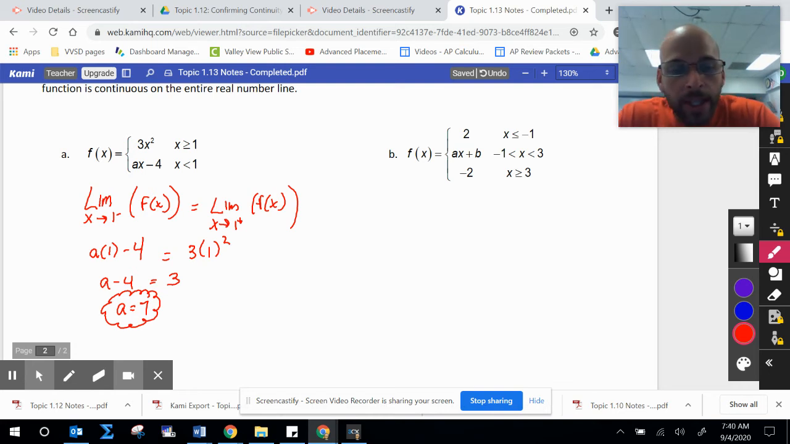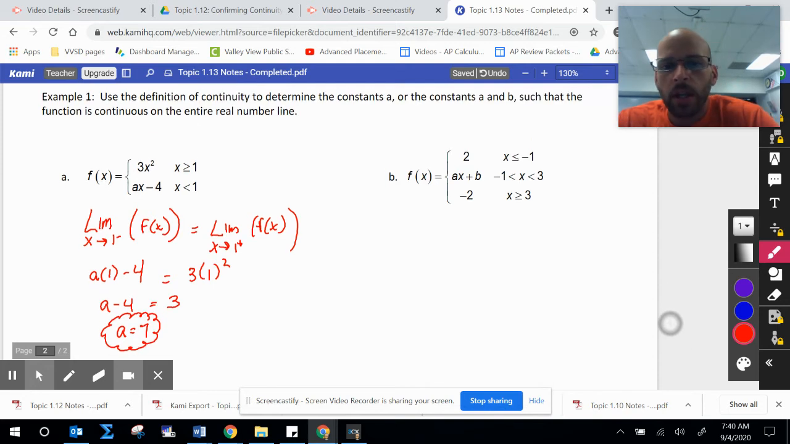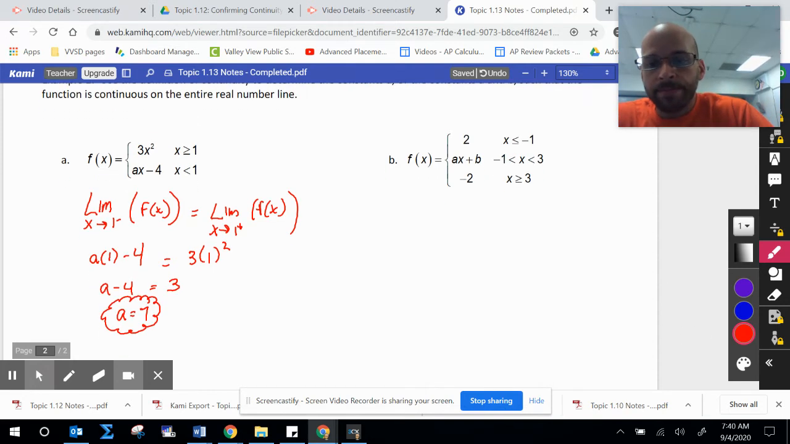Now, if you were to double check that, you can check those limits. They will give you the same value. All right. So we're going to do the same thing for B. Now I know 2 is continuous. I know this is linear. That's continuous. I know negative 2 is continuous. But I want to find A and B such that these all link up. So I'm going to start with the first two pieces.